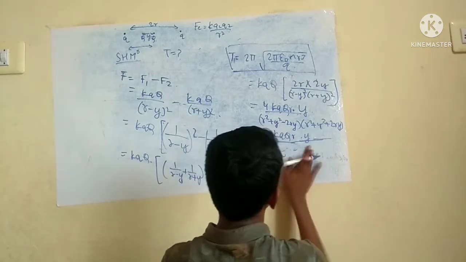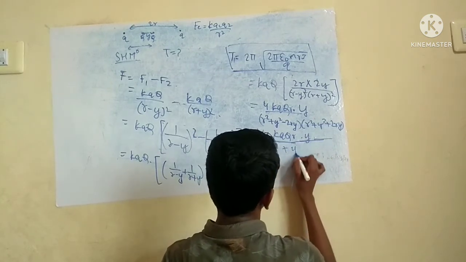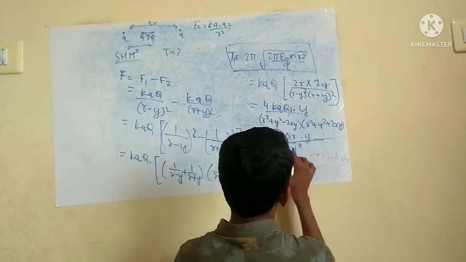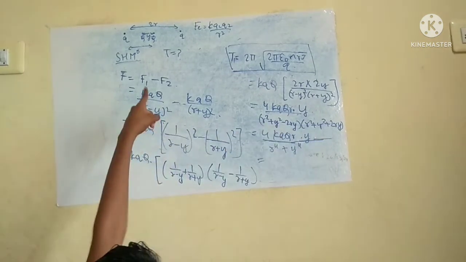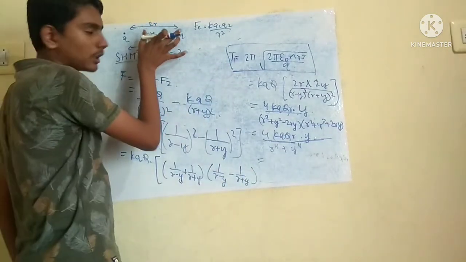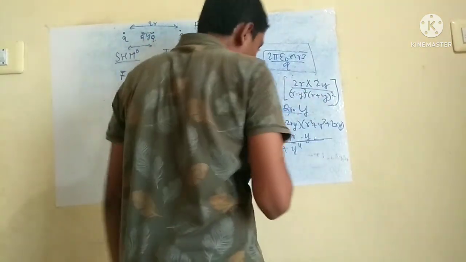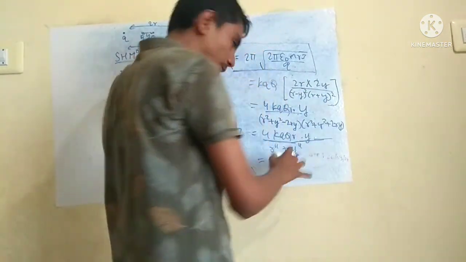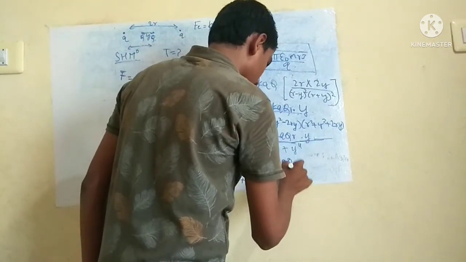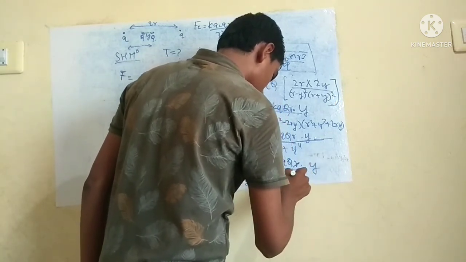If you simplify this, you will get like this: r raised to 4 plus y raised to 4. Okay. The remaining all will get cancelled. Now y is very small compared to this 2r. Then if you consider y raised to 4, it will be approximately 0. So we can take this y raised to 4 as 0. If you take it like that, it will come like this.